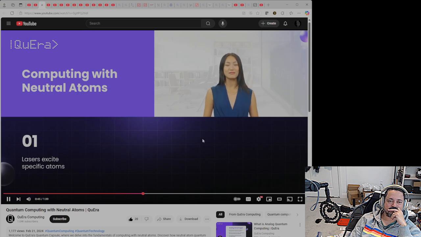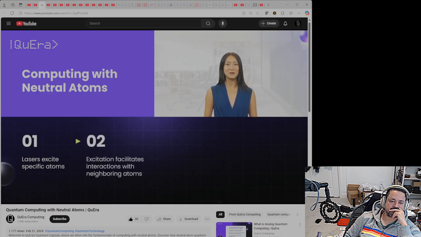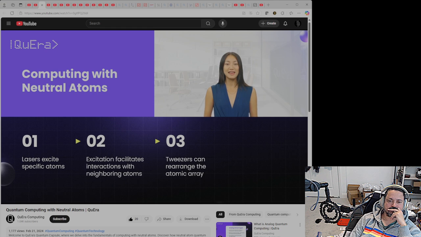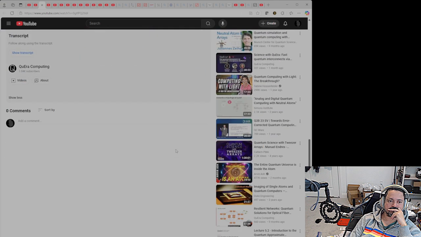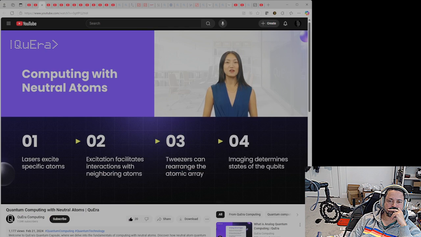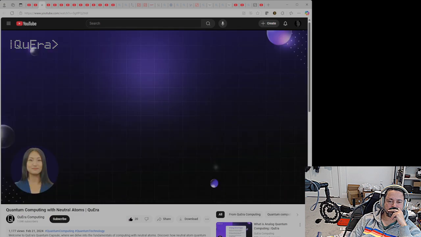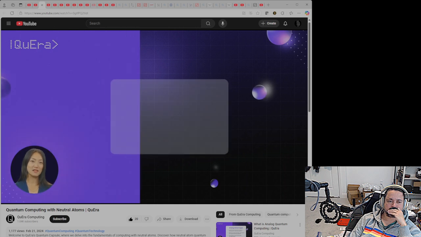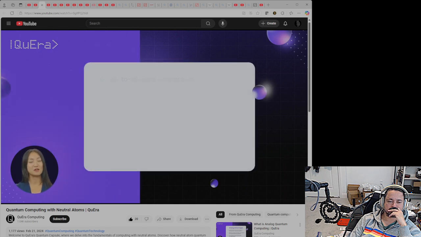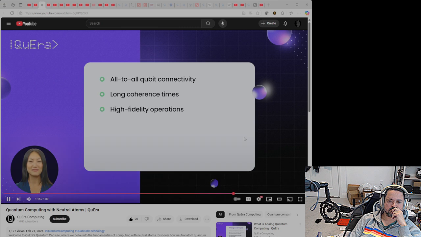Higher energy levels. This excitation triggers interactions between neighboring atoms. The optical tweezers also allow for moving these atoms during the computation process while maintaining their quantum state. Throughout the computation, imaging techniques are employed to measure the state of qubits during the calculation and also at its end. The design of neutral atom quantum computers, characterized by their all-to-all qubit connectivity, long qubit lifetimes, and high-fidelity operations, offers significant advantages.